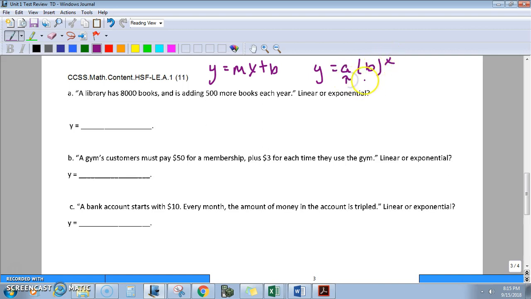A is our starting value. B is the number we are multiplying by each time. In a linear relationship, you are adding the same number each time. That's the slope.